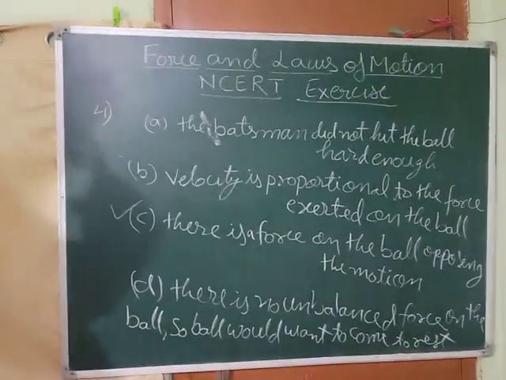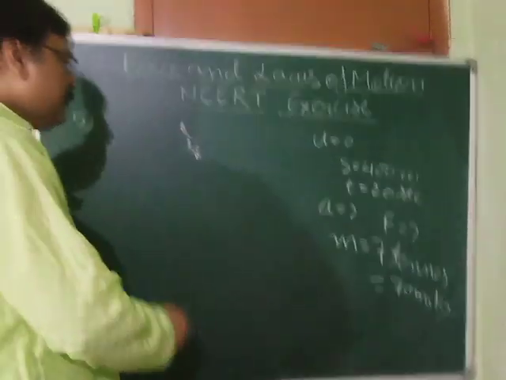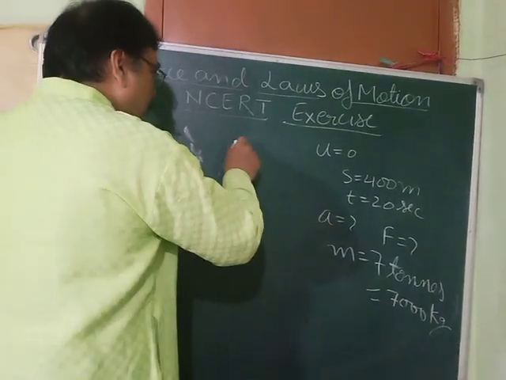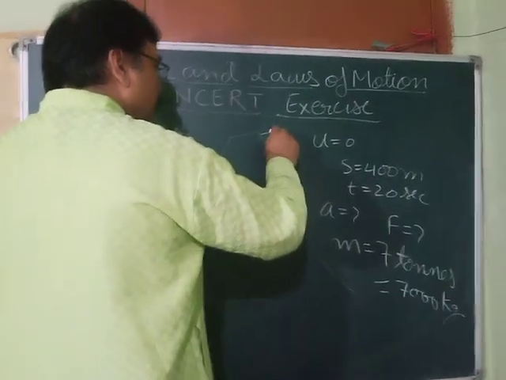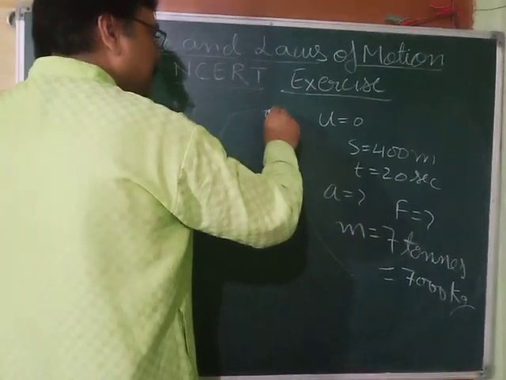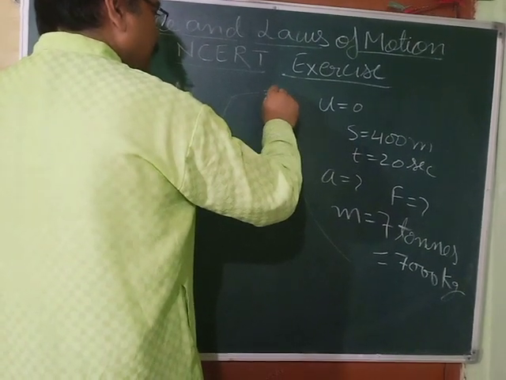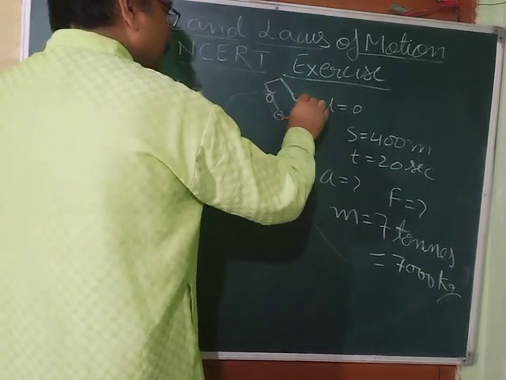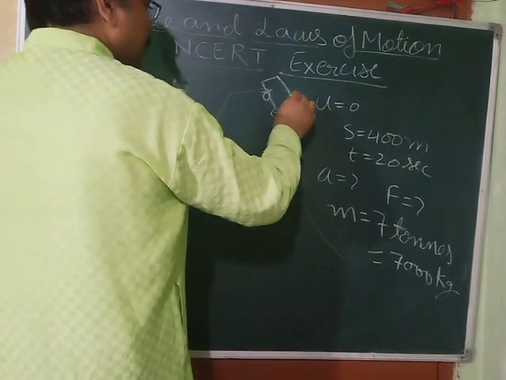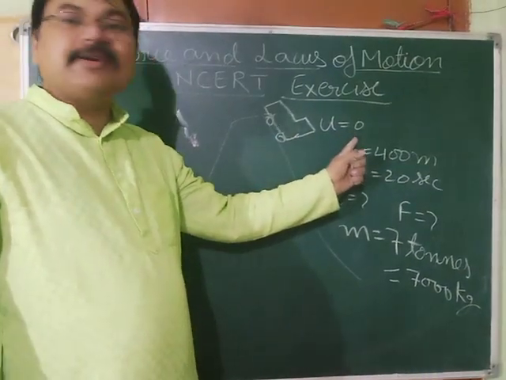Okay. Now let's go to question number 5. See, what is question number 5? There is actually a hill, and on the slant of the hill, there is a truck. Trucks are like this. The truck is there, and it is initially at rest.